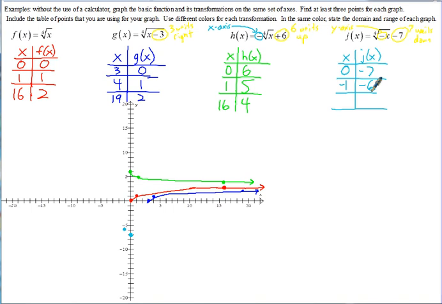And finally, let's take the point 16, 2. Goes over here. We reflect that about the y-axis. That's going to be over here at negative 16, 2. And then shift it down 7. Well, 2 minus 7 is negative 5. That's going to be at negative 16, negative 5, about right there. And then we'll grab that one.